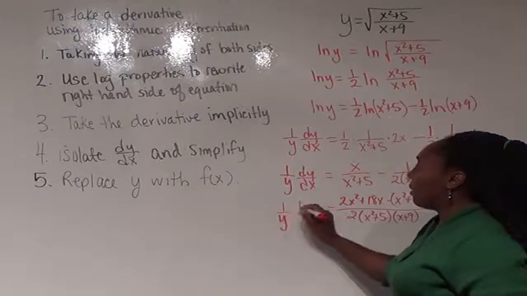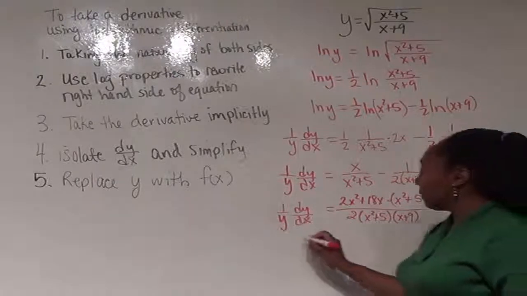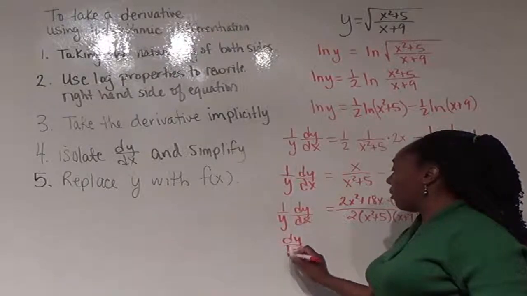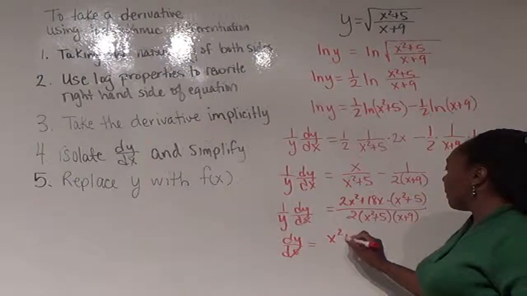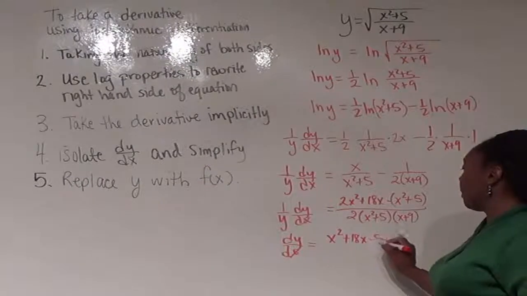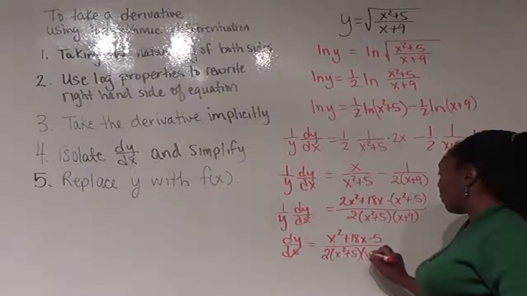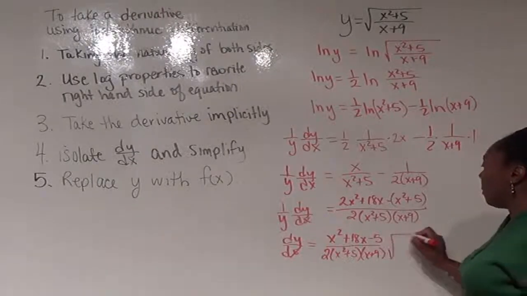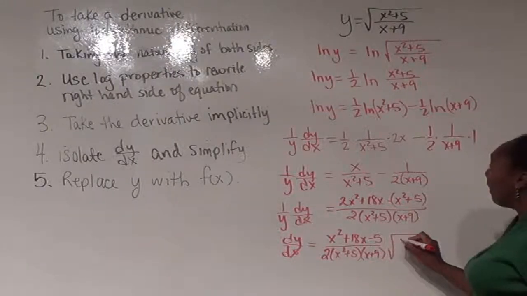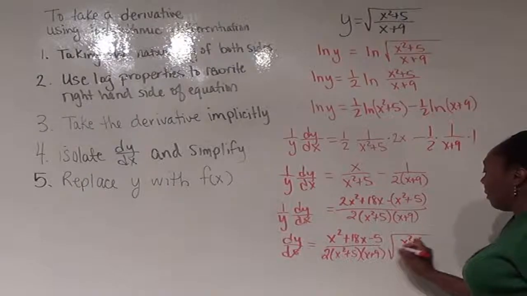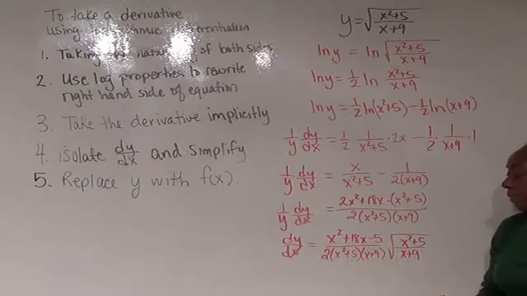Again, that's the 1 over y dy/dx. So combining here and multiplying through by y, we'll see we get x squared plus 18x minus 5 over 2 times x squared plus 5 times x plus 9, times that y. So y again, we're plugging back in, x squared plus 5 over x plus 9. And there would be our derivative.